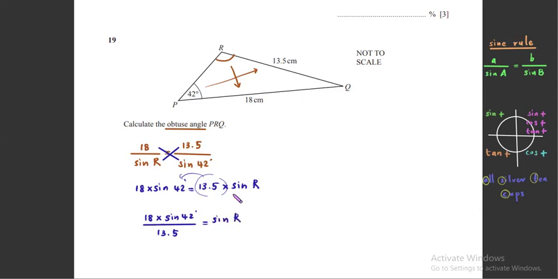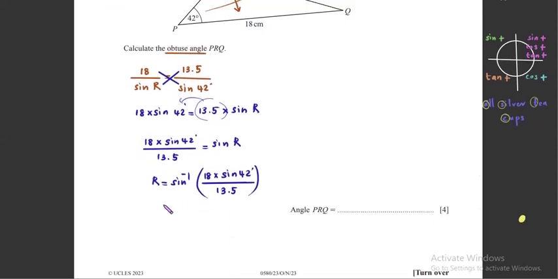To find r, the value of the angle, we have to bring this sine to the other side. Sine to the other side means we need to find the inverse of sine when calculating the angle. And this entire fraction that I have here, which is 18 times sine 42 divided by 13.5, should be written here. And I'm going to close the brackets. I need to put this in the calculator to find what r is. So using this, I can find how much r is.